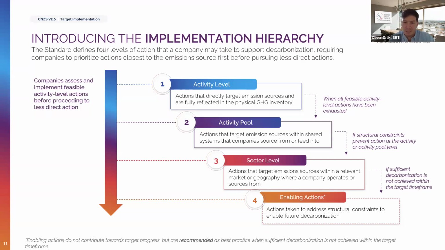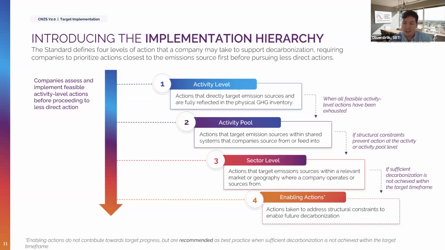And then scope 3 is sourcing lower carbon products and services, for example. Once all feasible level activities have been exhausted, the company can then move down to the activity pool or sector level. So this means that if you don't have any more levers at your disposal to reduce those emissions further, you can move to the activity pool level. And this refers to actions that target emission sources within shared systems that companies source from or feed into, such as procuring from an electricity grid, supply shed, or logistics network.